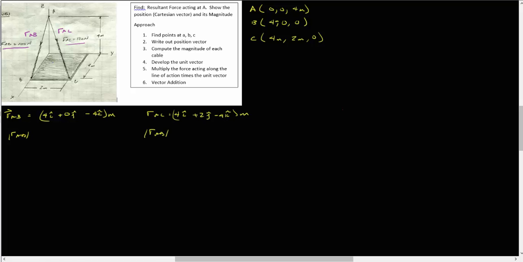Okay, so next thing I'm going to do is find my magnitude. It's just going to be 4 squared plus 4 squared, take the square root, and over here it's going to be 4 squared plus 2 squared plus 4 squared, take the square root. So here I got 5.66, or the square root of 32. And over here I got 6, from 16 plus 16 plus 4.